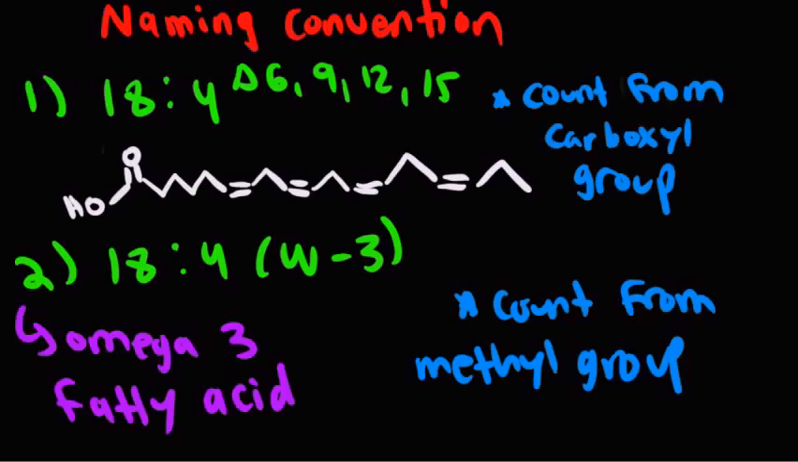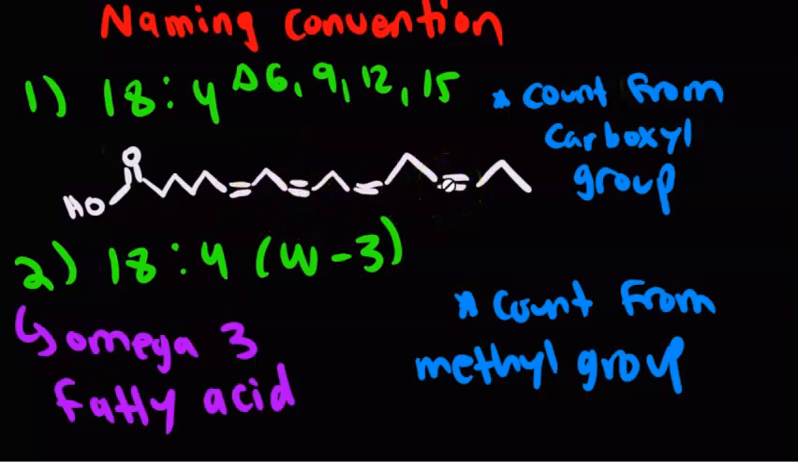So you can have either the delta method, which specifies the number of carbons. In this case, this is an 18 carbon fatty acid, the number of double bonds, in this case, there are 4 double bonds, and their locations. In this case, you have a double bond on the 6th carbon, on the 9th carbon, on the 12th carbon, and on the 15th carbon.